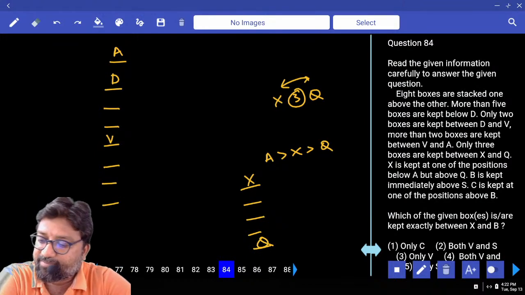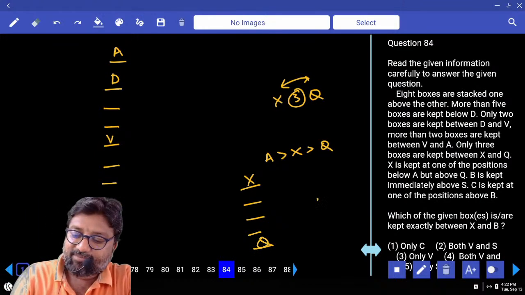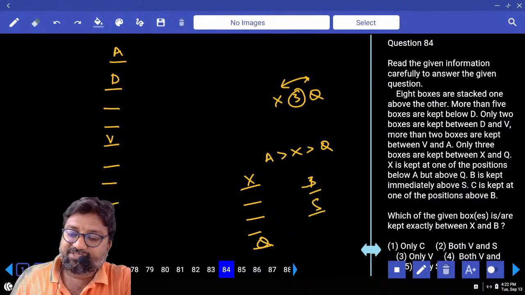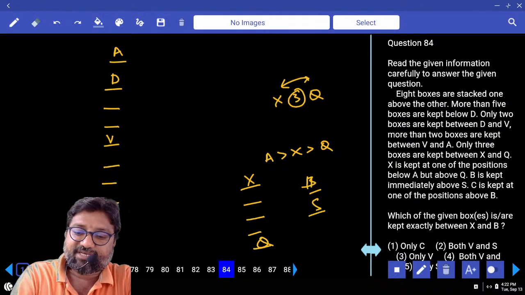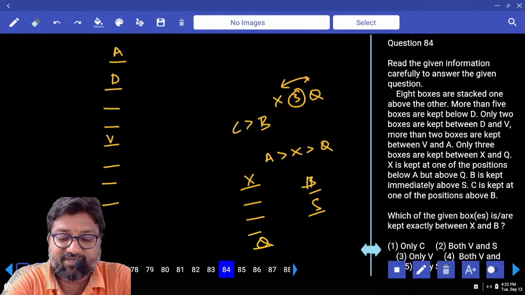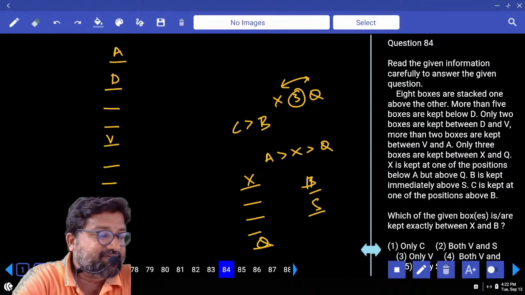B is kept above S. Above S is one of the positions above B. Now let us explore the options for X and Q.